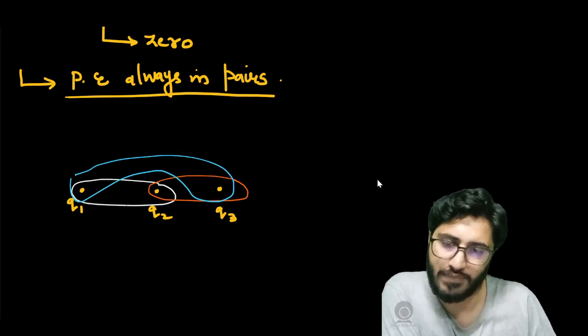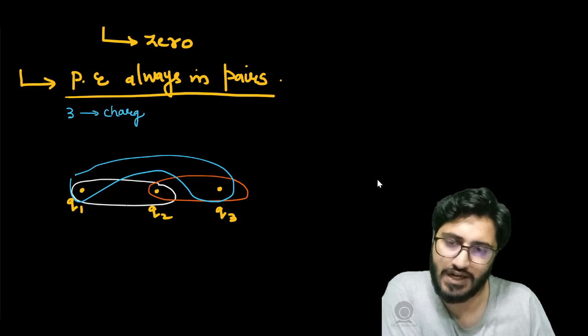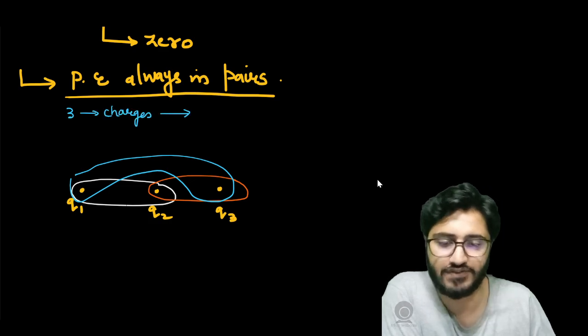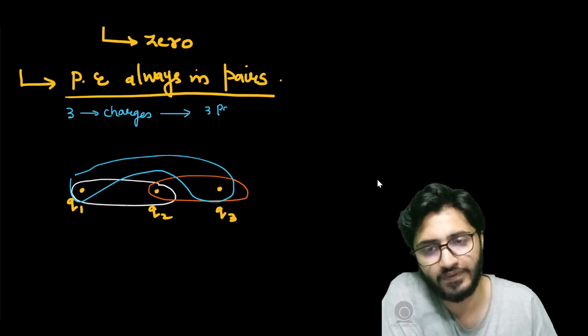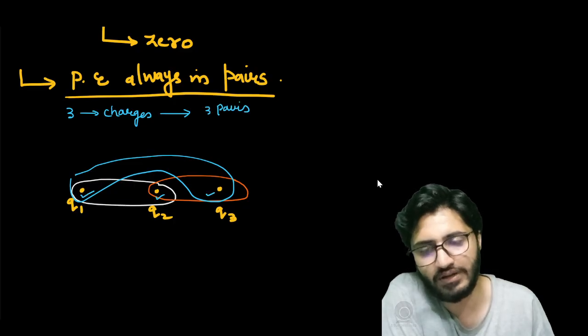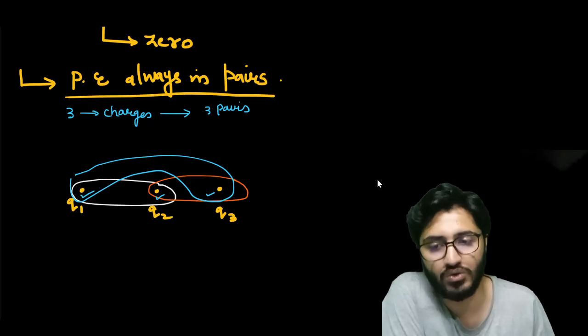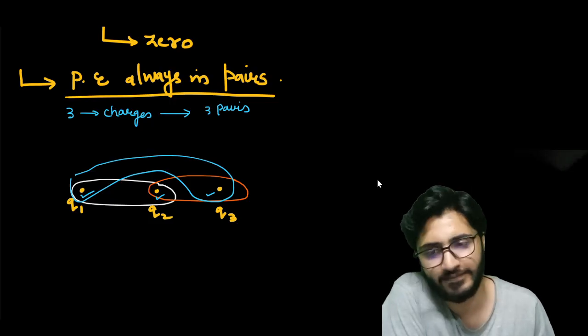Done. That's simple. If we have three charges, three charges will give me three pairs. Look, we have three charges, 1, 2, 3, and we have three pairs also: Q1 Q2, Q2 Q3, Q1 Q3.